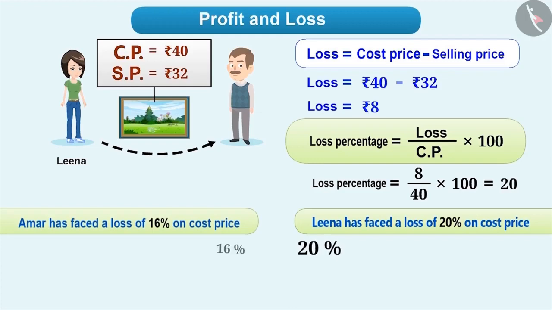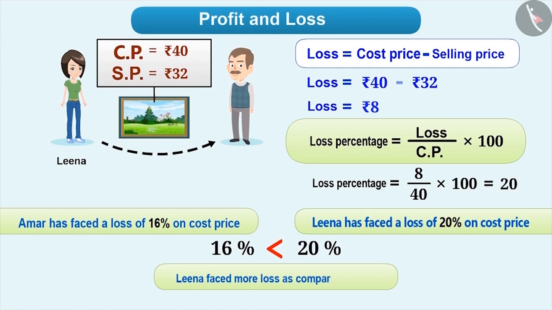Now here, 20% is greater than 16%. So Leena has faced more loss compared to Amar. Thus, by expressing profit or loss in percentage, we can easily understand them and we can compare them correctly. Before ending this video, let's understand one more concept related to percentage.